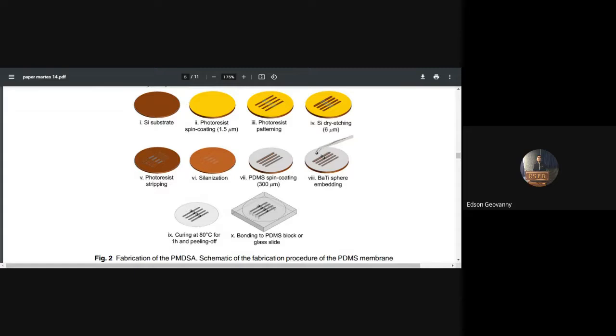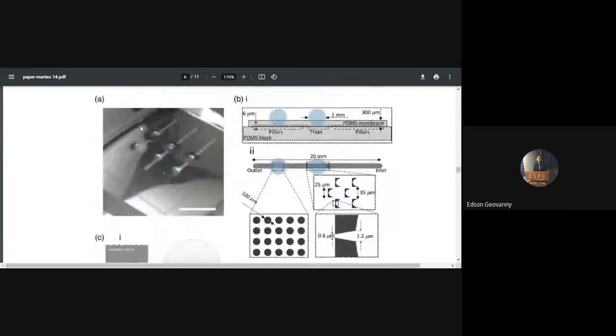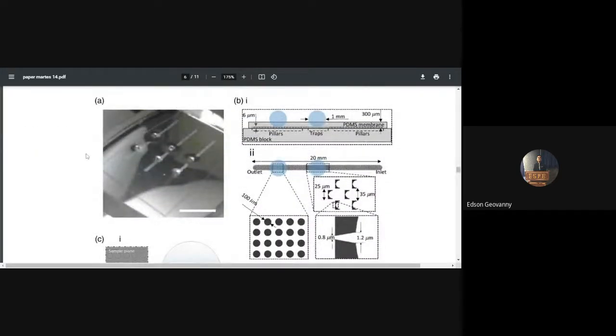A glass and chrome mask was made to produce the silicon mold used to cast the PDMS with spheres. Conventional photolithography was used to pattern features of 1 to 5 micrometers.